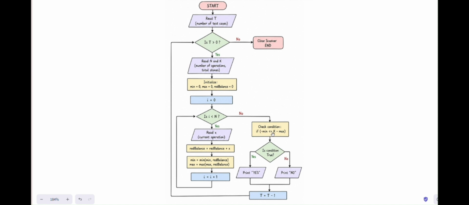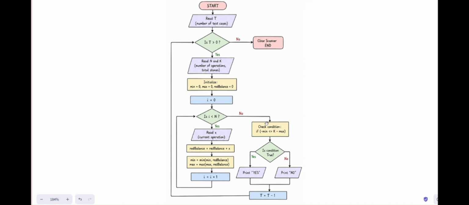If negative of min is less than or equal to k minus max, what is the meaning of this negative min? Let's say if the balance ever becomes minus 3, then we must have at least three red stones in the starting itself, so that we never run out of the red stones in the stock. Okay, now let's see the condition carefully.